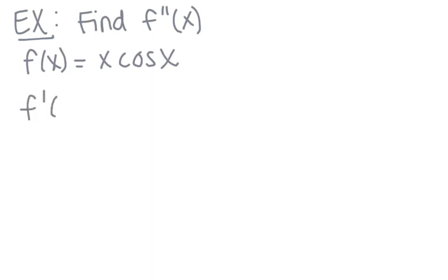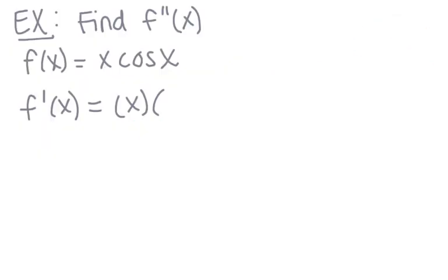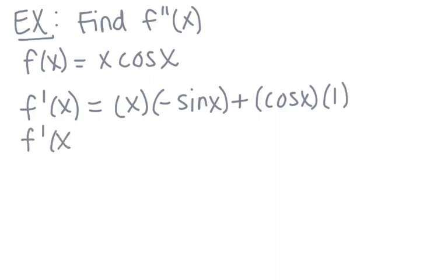Alright, so for the first derivative, we're going to use the product rule again. So first, d last, and remember the cosine derivative is going to be negative sine x. If it's a cos, it's got a negative derivative. Plus last, d first. Alright, let's clean it up before we go to our second derivative. So this is going to be negative x sine x plus cosine x.